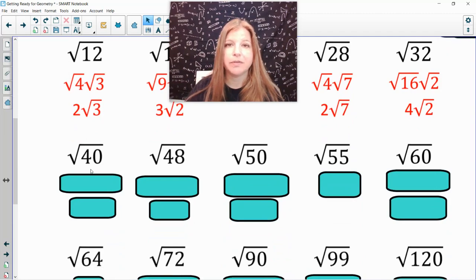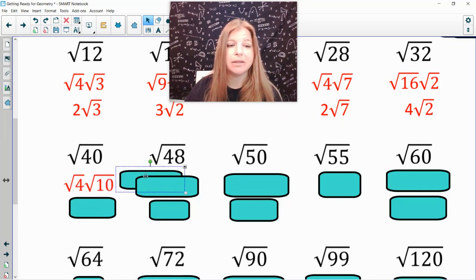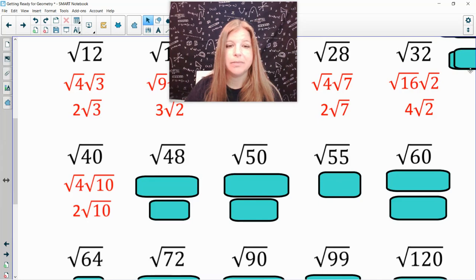40, not a perfect square. What perfect square do you know goes into 40? Is it 4, 9, 16, 25, 36? It's 4. So this becomes radical 4 times radical 10, which then becomes 2 radical 10.